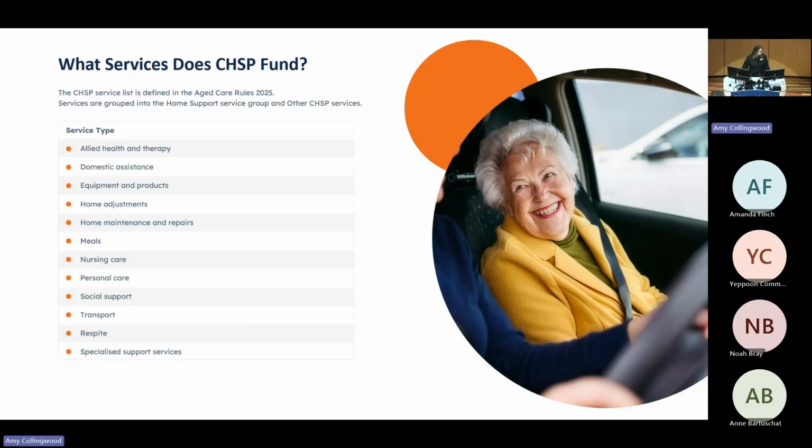podiatrist when it gets a little bit harder to cut your own toenails, speech therapists, dietitians. We can get all of those services under CHSP, but they're an entry level. So it's usually to address a certain point in your life. Domestic assistance, which is now called general household cleaning.